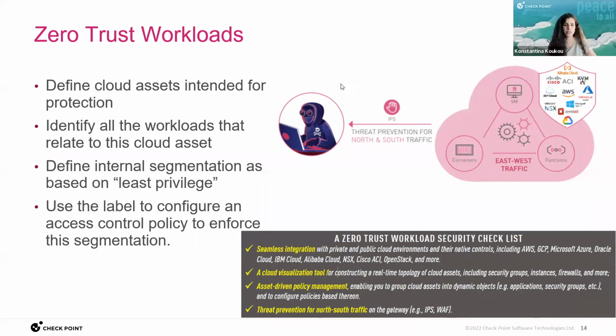We could have a database server that connects to the cloud through the internet. Of course, it should also be listed and have the correct way of communication. And define internal segmentation based on least privilege. We said that before. I think it's very, very important.